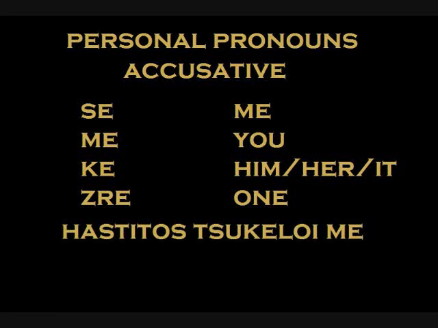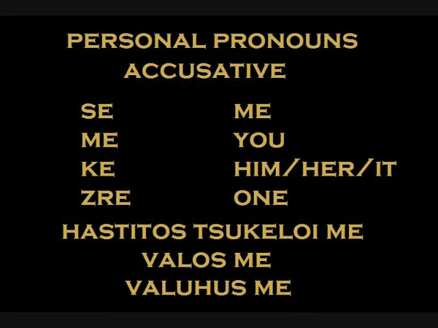So for example, to say, I want to hold you, you'd say, Hastitos tsukeloi me. Or to say, I love you, you'd say, Valos me. Note that this I love you is the kind used with friends and family. To say that you are in love with someone, you'd use the nomic, Valuhus me.